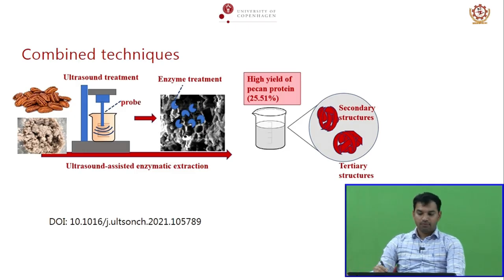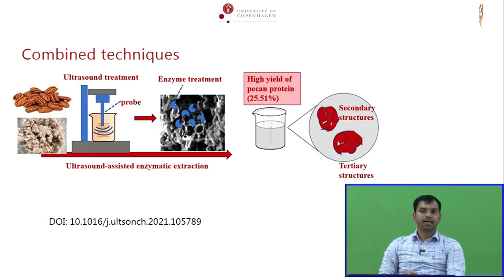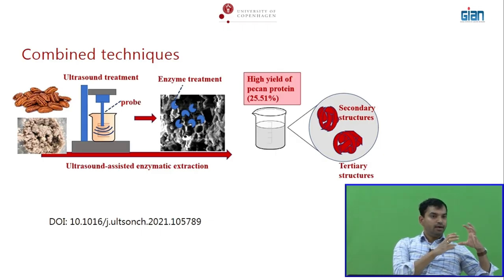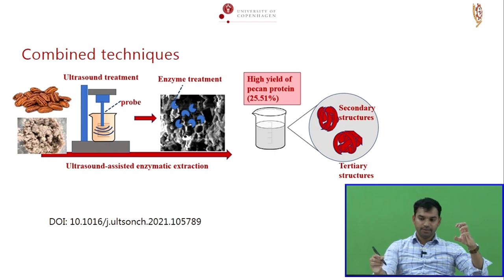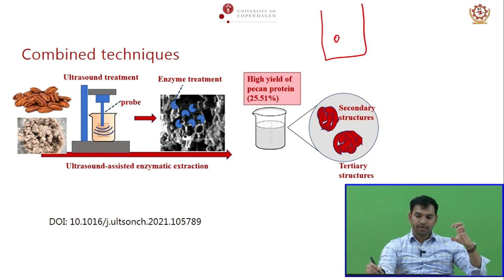But usually people use the combined technique. That means you can combine ultrasound with enzymes. You do first ultrasound treatment to reduce the particle size. Do you agree? So, this is the big particle size, and you first do the ultrasound treatment, then the particle size is reduced. Then you add enzymes.